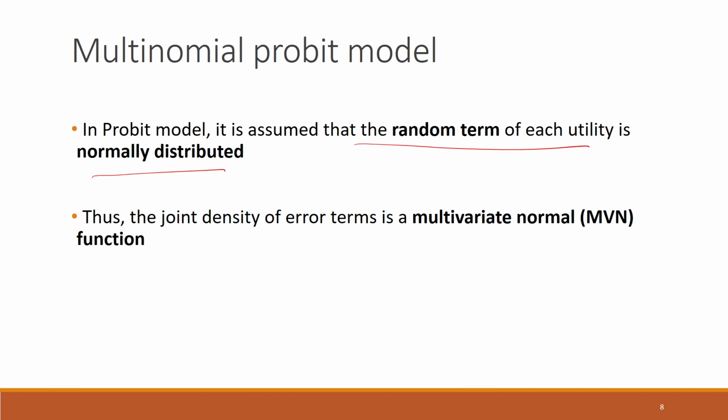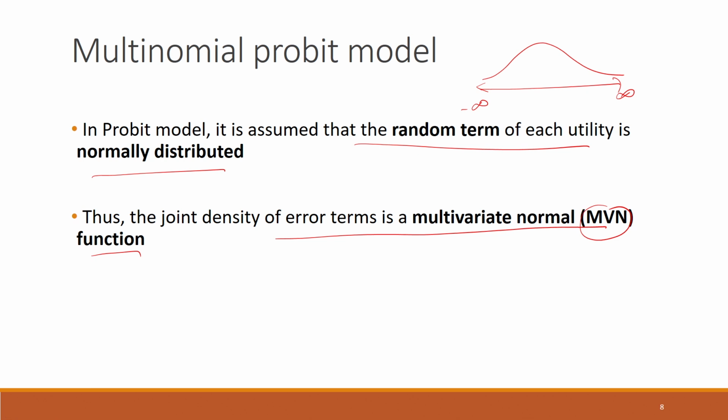and therefore, the joint density of the error terms is a multivariate normal distribution function, which is in short referred to as MVN here, okay. Now, you must have all seen how a normal distribution function looks like. So, it is a bell shaped curve like this, okay. So, its range is from minus infinity to infinity. Now, this is the case when there is a single variable, okay.